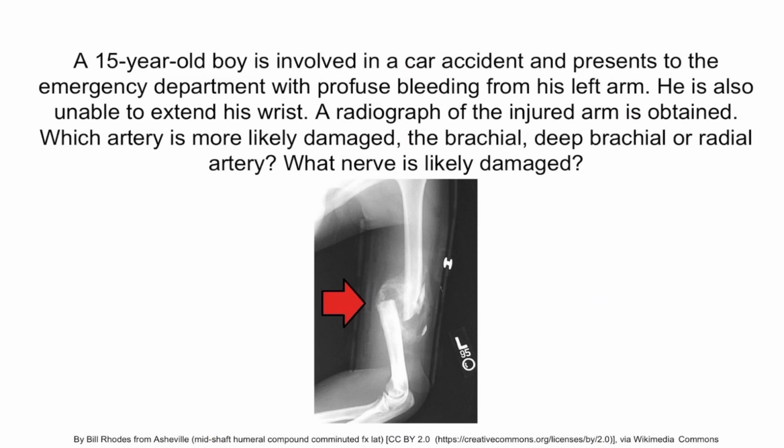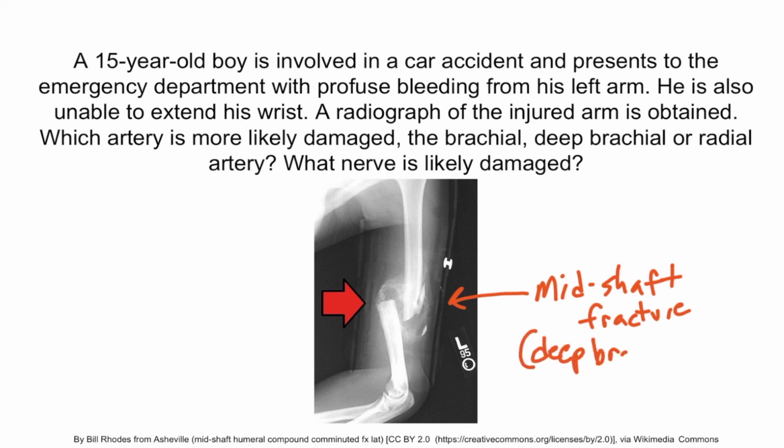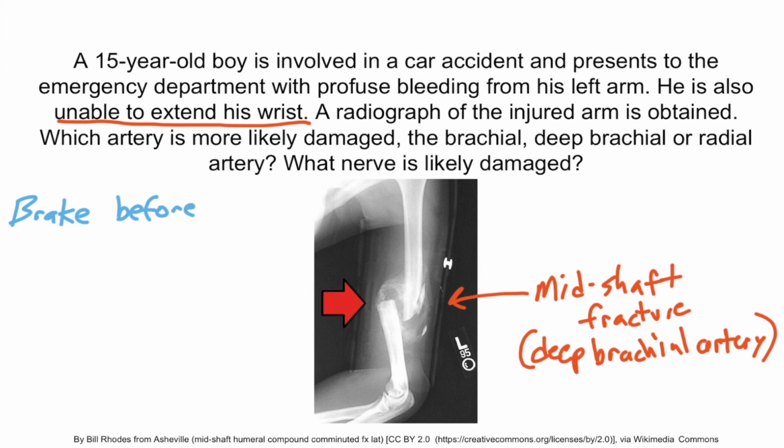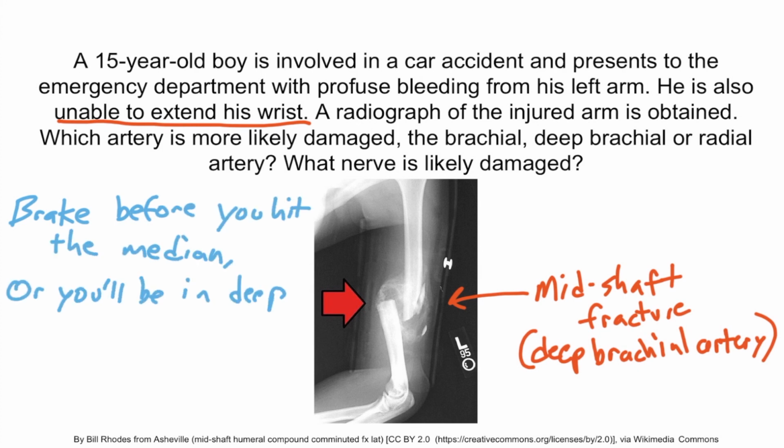Hopefully you recognize that this image is showing a humerus with a fracture at the midshaft. Now, which artery is likely damaged by a midshaft humeral fracture? It would be the deep brachial artery. And what nerve is likely damaged? Well, from the physical exam, we are told that he cannot extend his wrist. So you may have determined that it is radial nerve damaged. You may have also remembered the trick we gave you. Brake before you hit the median, or you will be in deep red blood. And you would simply say, well, he damaged the deep brachial artery, so he must have damaged the radial nerve. And that concludes this section.